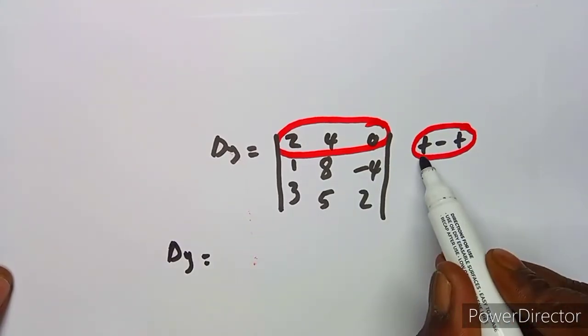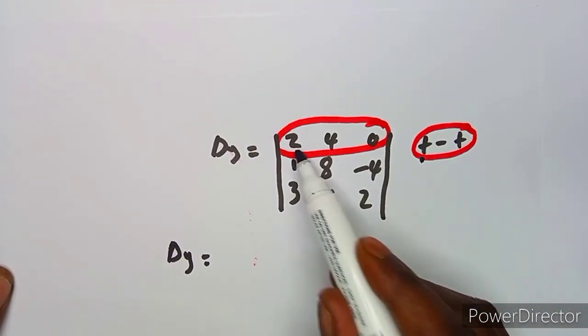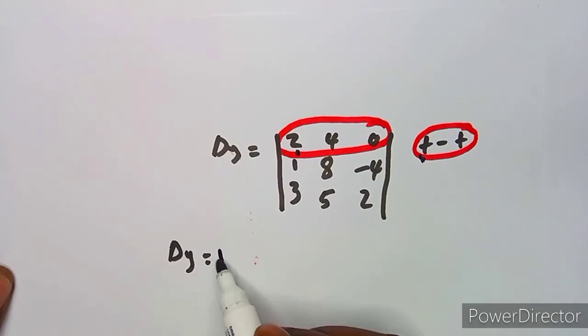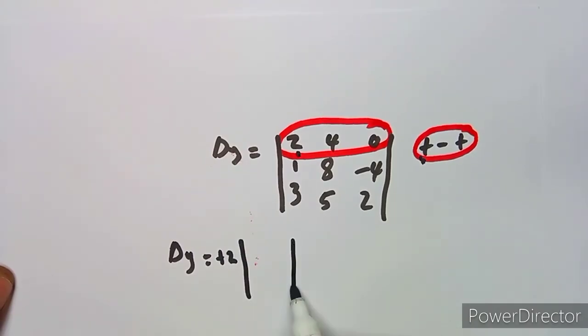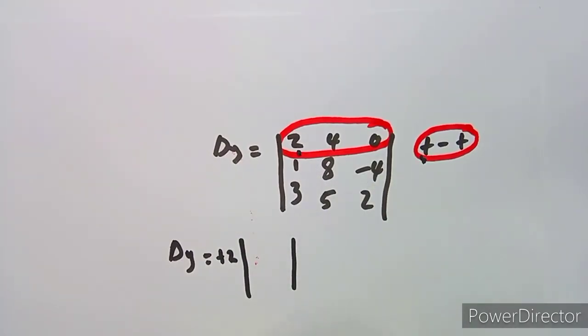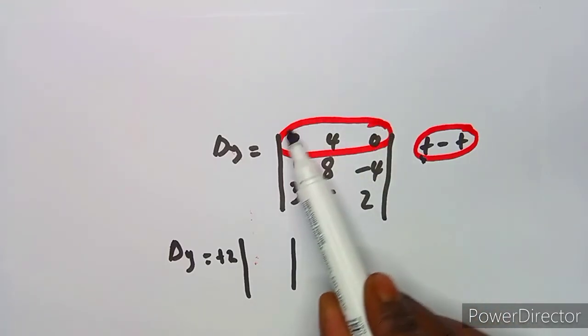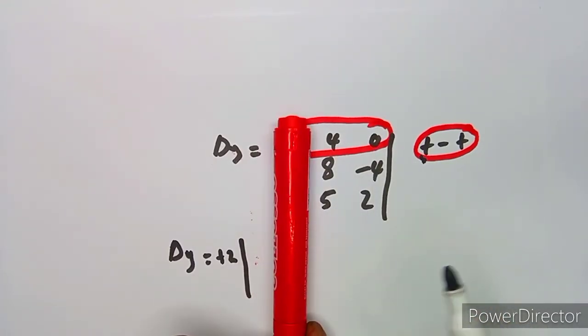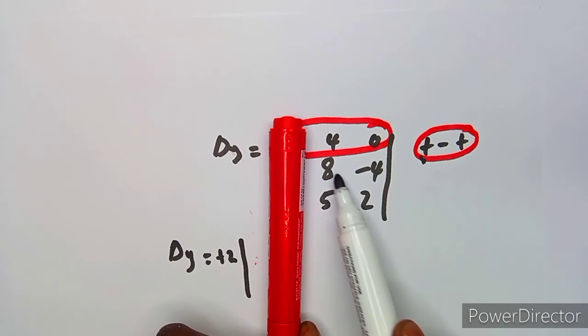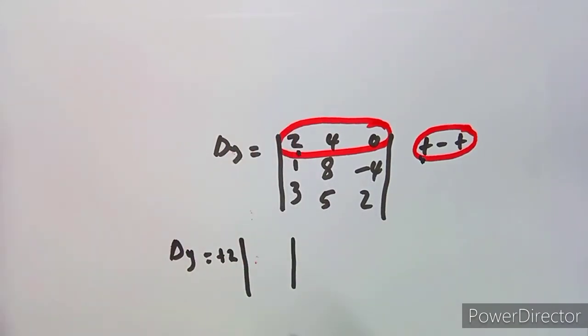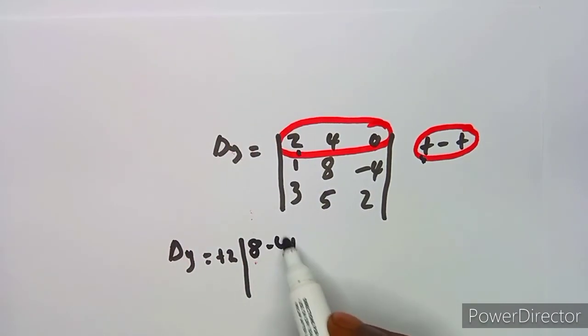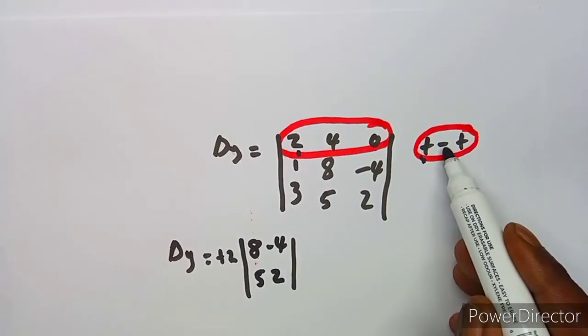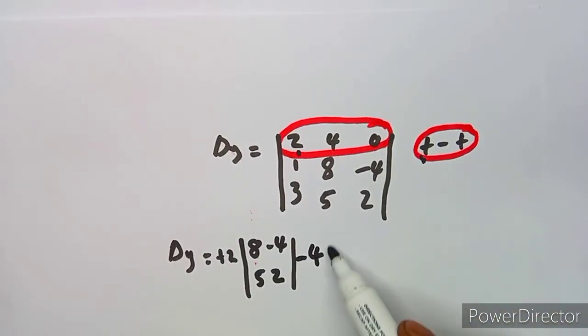So remember, plus times 2 in the first row. So it's plus times 2, which is plus 2. Then you close the row and the column where there is that 2. So already the row is closed, so you're going to close the column. You're going to remain with 8 minus 4, 5 and 2. Okay, so that's 8 minus 4, 5 and 2, minus times 4, which is minus 4.